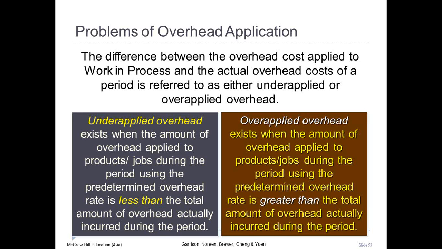Underapplied overhead exists when the amount of overhead applied to products or jobs during the period using the predetermined overhead rate is less than the total amount of the overhead actually incurred during the period. Overapplied overhead exists when the amount applied using the predetermined overhead rate is greater than the total amount of overhead actually incurred during the period. So we either underapply or we overapply.